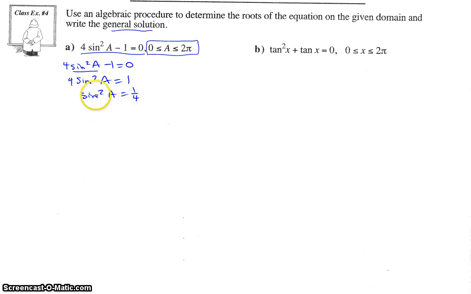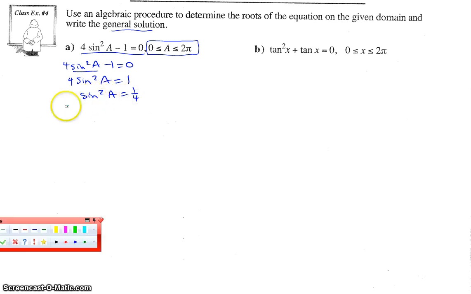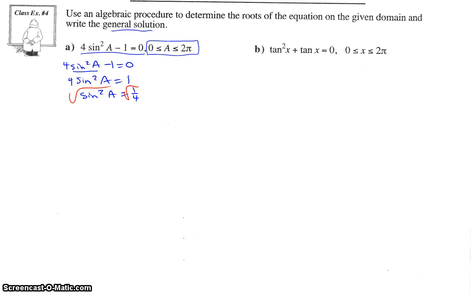Okay, then to get sine by itself, we would want to square root both sides. So that we have sine A equals square root of 1/4. First of all, it's going to be plus or minus, because 1/2 squared gives you 1/4, so the negative would work as well. When you have a fraction, square root the top, square root the bottom. Square root of 1 is 1. Square root of 4 is 2. There we go. All right, so sine A equals plus or minus 1/2.